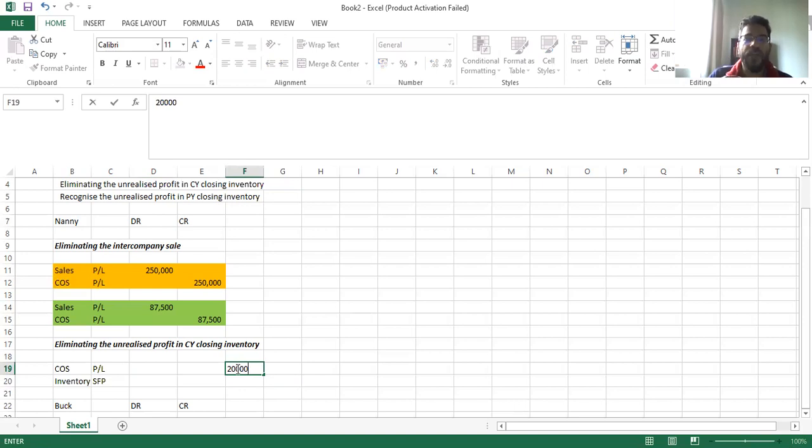So what we're going to do, we're going to take out 15%, but now we're going to divide it by, if the profit is on cost price, it will be 115, 100 plus the markup. If it is on selling price, then we just say 15 over 100. But if it is on cost price, we say 15 over 115. So therefore, we eliminate the full unrealized profit, which is 20,000 multiplied by 15, divided by 115.